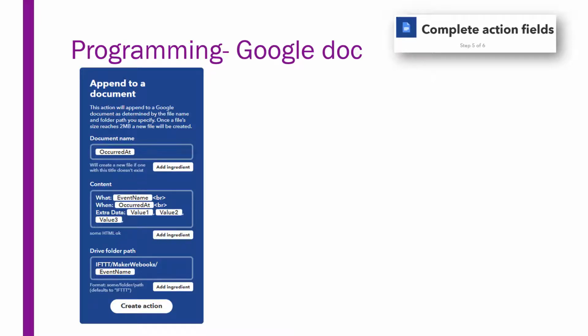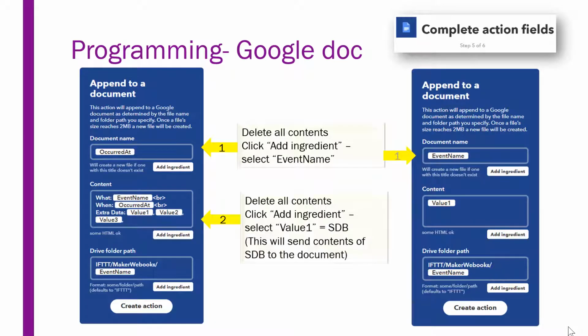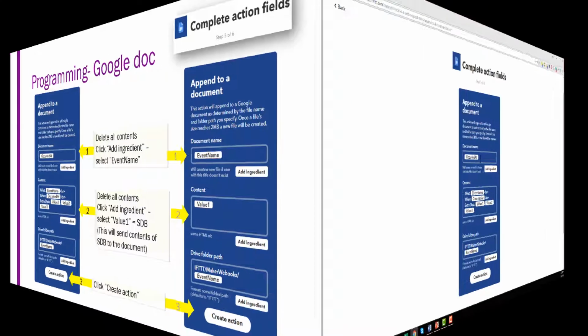Step 5, fill in the action fields. Under Document Name, I want to delete all the info and then add ingredient of event name. Under Content, I will delete all the info, then add ingredient, and I want value 1. This eventually will become the information in the SDB that will populate my document when the event is triggered. Finally, click Create Action.